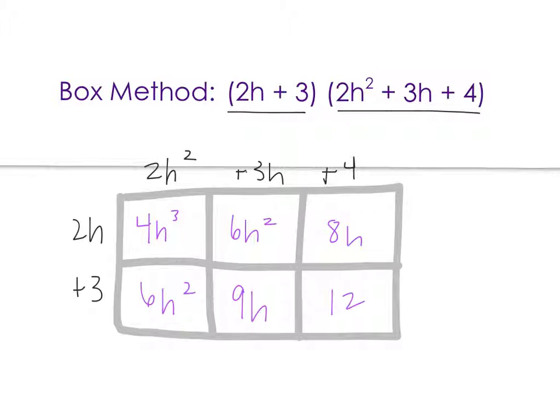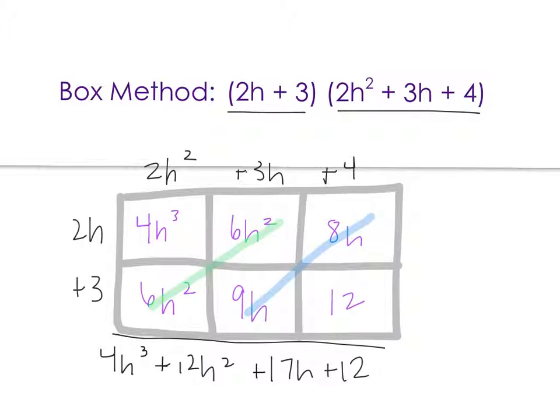Now I'm going to go ahead and look here at any like terms. And here you'll notice some like terms do line up diagonally. So I have 6h squared and 6h squared. And then I also here have 9h and 8h. So if I write out my final answer here, I have 4h cubed plus 12h squared plus 17h plus 12. And that's my final answer.